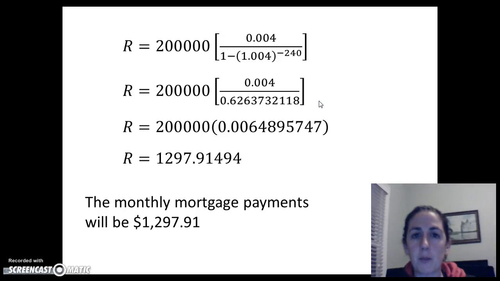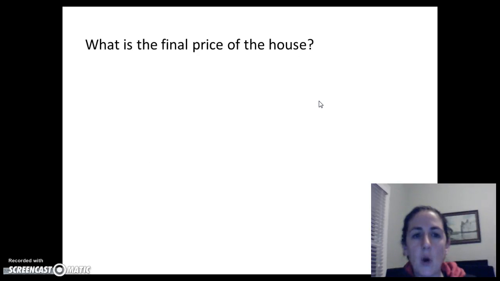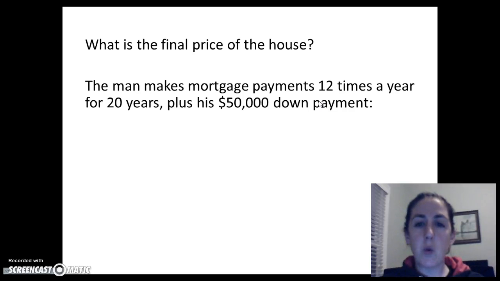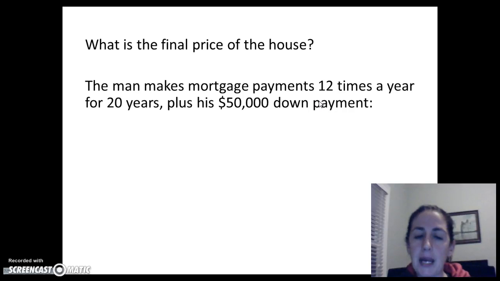Now let's expand a little bit more on this example. What was the final price of the house? Now the cost of the house itself was $250,000, but he couldn't just pay $250,000, he had to borrow $200,000. So he doesn't just pay back $200,000, he also has to pay the bank interest. So the man makes his mortgage payments 12 times a year for 20 years. Plus, don't forget he already paid $50,000 up front.